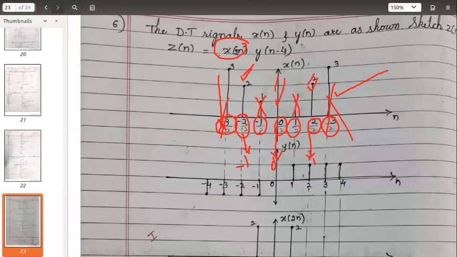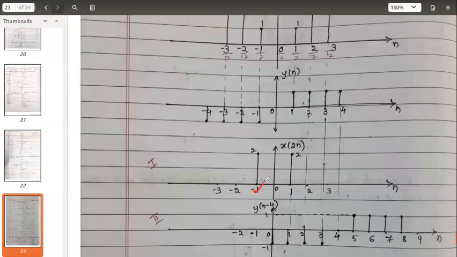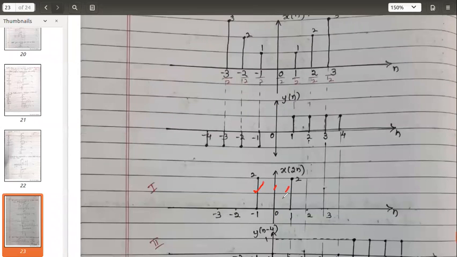So the new signal, whatever we draw, x of 2n, the scaled version, that is the compressed signal, the new range is between minus 1 to 1 with many samples lost. We have lost 4 samples because of those fractional times. Only 3 samples will remain, that is minus 1, 0 and 1. At these 3 times the samples will remain. Check the amplitudes at those.